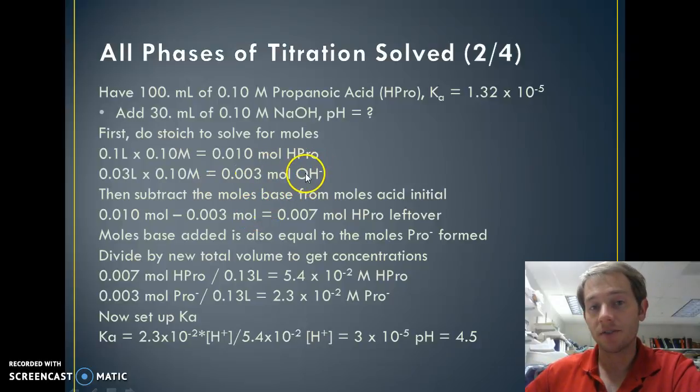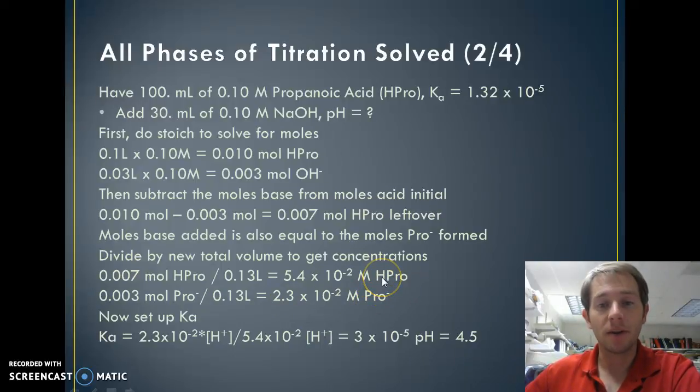Because the hydroxide is going to react to completion with the propanoic acid, just subtract that. And so you end up with 0.007 moles of propanoic acid left over. Realize that because this 0.003 moles reacted, it turned into propanoate ion. So this moles base added is the same thing as the propanoate ion formed. Now I need to work with concentrations, not moles, so I'm going to divide by the total volume, which is 130 milliliters. So I get 5.4 times 10 to the negative 2 molar propanoic acid, and I get 2.3 times 10 to the negative 2 molar propanoate ion.